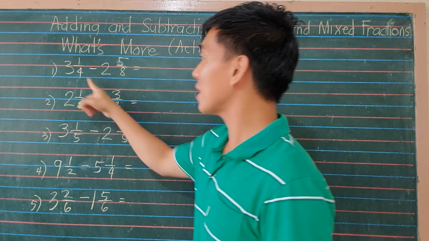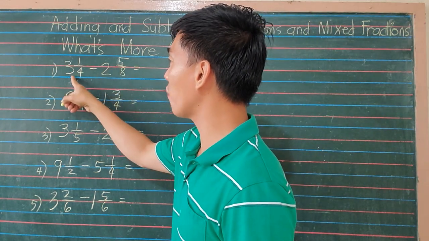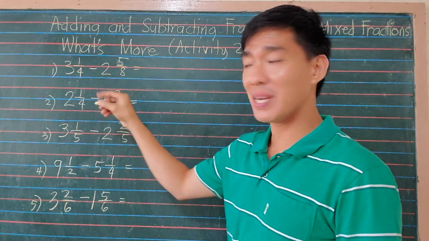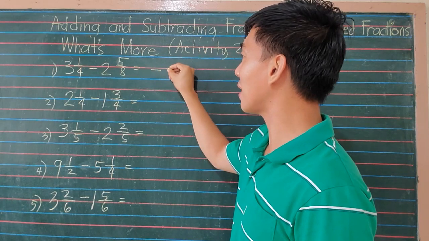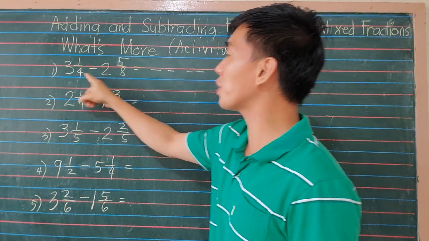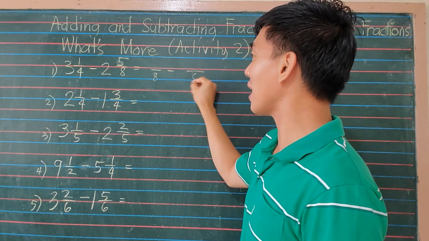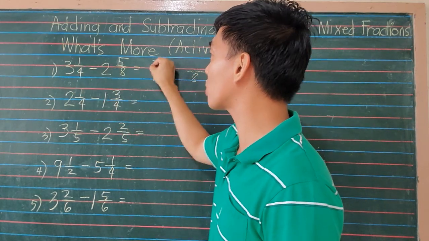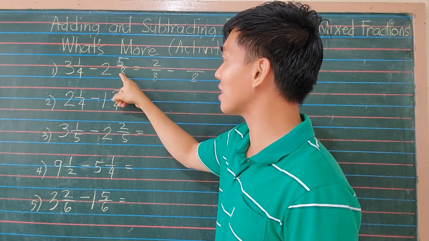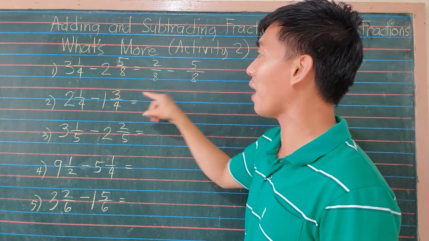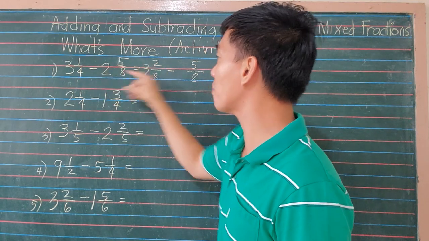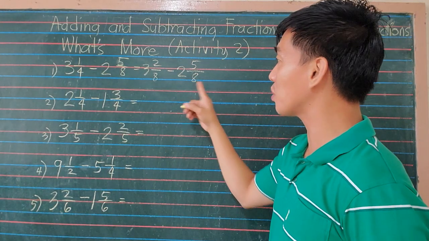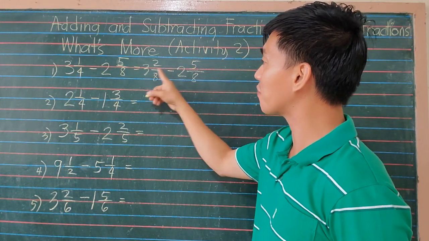So in this case, we do have 3 and 1/4 minus 2 and 5/8. Because they don't have the same denominators, kailangan po natin gawin silang similar fractions. So look for their LCD, and I believe that's 8. So 8 divided by 4, that is equal to 2 times 1, that's 2. 8 divided by 8, that is equal to 1 times 5, that is equal to 5. Copy 3, your whole number, and copy 2, your whole number. Then after that one, the next thing that we have to do is subtract 5/8 from 2/8.